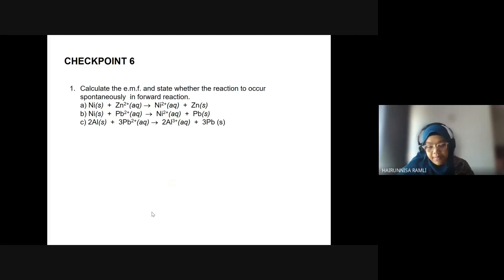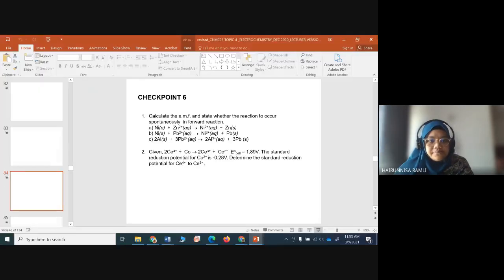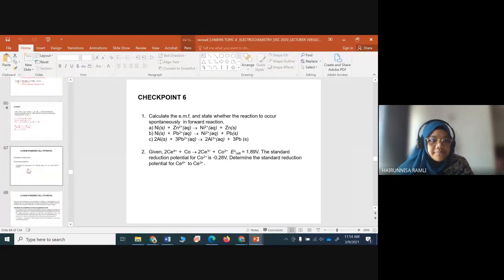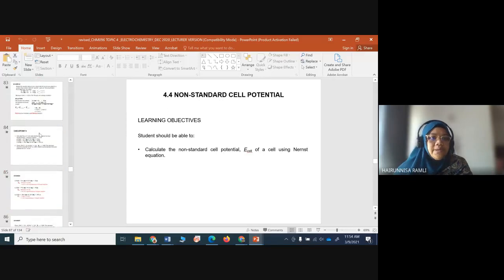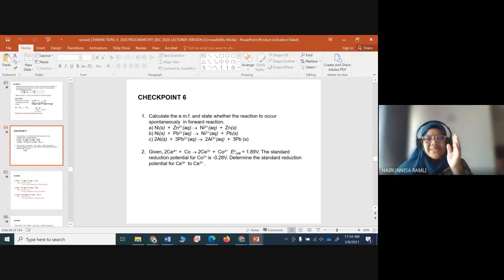Okay, saya sebab dah habis masa, okay, saya stop kat sini. You can do this checkpoint nanti as your homework lah. Dan kita akan discuss balik next week. So before that, any questions to ask regarding this topic? Ada soalan nak tanya? So minggu depan kita akan masuk non-standard dan seterusnya lah. Sebab sebelum ni apa yang saya ajar kat you adalah standard lah. Standard tu macam saya cakap tadi, condition dia mesti concentration 1 molar. Even dia tak beritahu, tapi dia mention standard atau dia tak mention apa-apa pasal concentration, we assume that the concentration is 1 molar. And then temperature dia 25 and then the pressure is 1 atm.